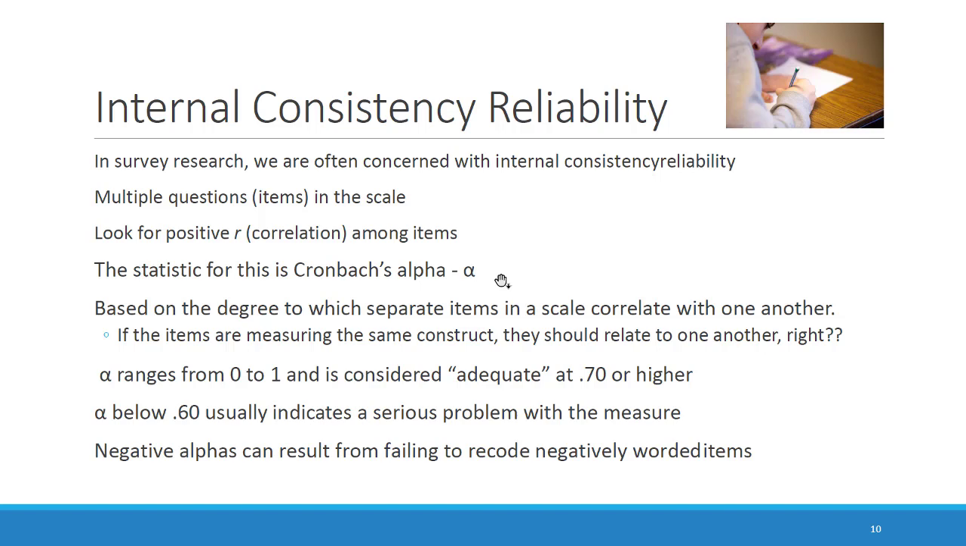Alphas range from 0 to 1 and are usually considered adequate at 0.7 or higher. An alpha below 0.6 usually indicates a serious problem with the measure. And negative alphas can result from failing to recode negatively worded items. So in the job satisfaction example we went over at the start of this video, if I failed to recode that first question, where it was assessing higher levels of dissatisfaction, then I would probably get a negative alpha. That would be a signal to me that I have a problem and I need to go back and recode my data.